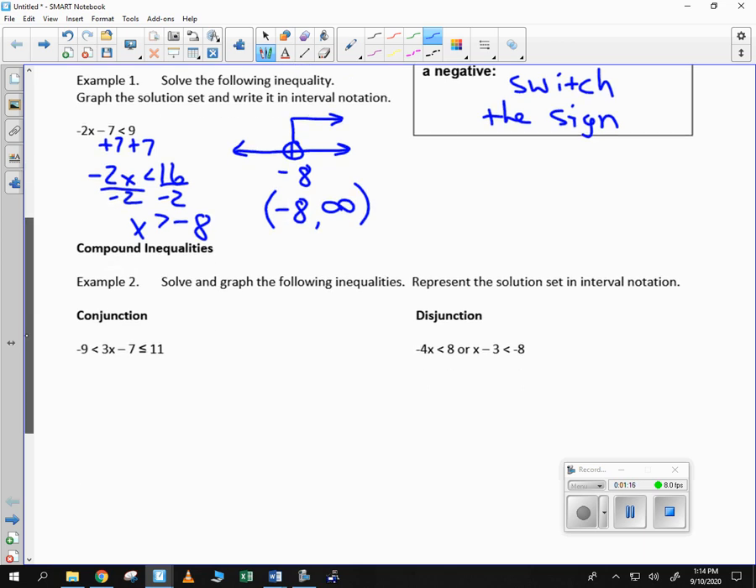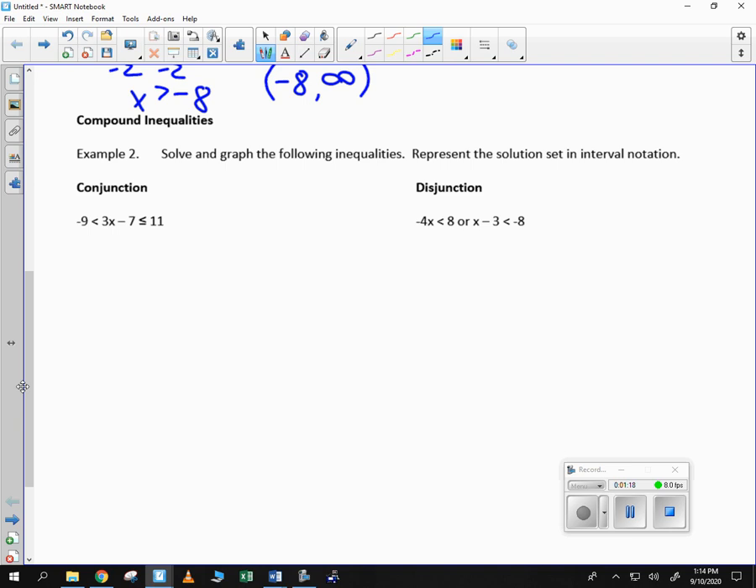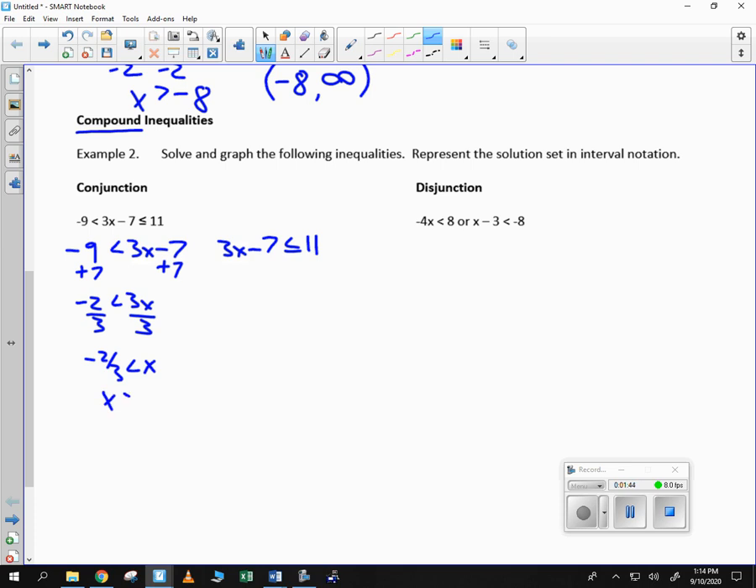Now, I know that you're probably very good at solving those types of inequalities, but what if we end up with compound inequalities? Compound means more than one. This situation is a compound inequality. It consists of negative 9 less than 3x minus 7, and 3x minus 7 less than or equal to 11. So I add the 7 to both sides. I get negative 2 is less than 3x. Divide by 3, and negative 2/3 is less than x. Or you may think of that as x greater than negative 2/3.